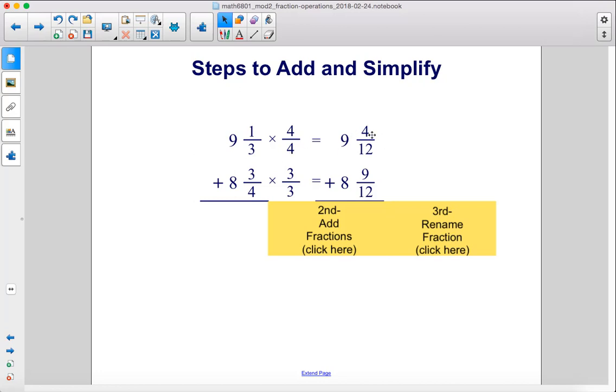Then we rewrite the equation over here. We add up the whole numbers and the fractions. So that's our second step. So 4/12 plus 9/12 gives us 13/12. Then we add 9 plus 8 to get 17.